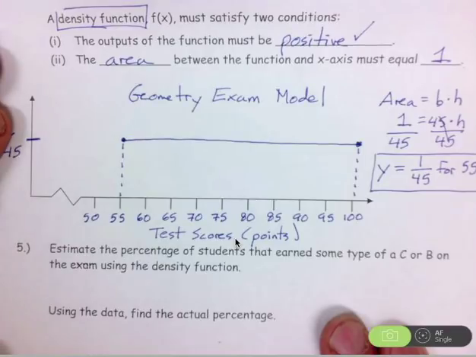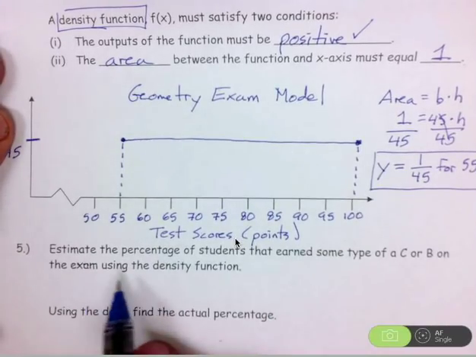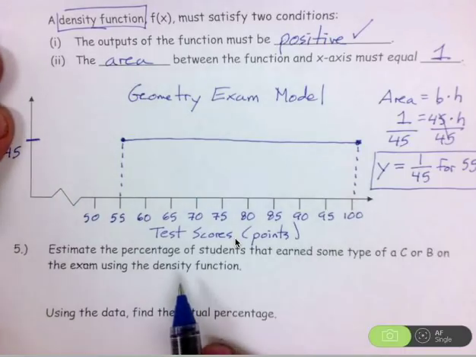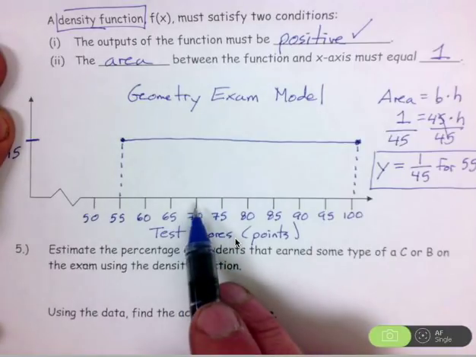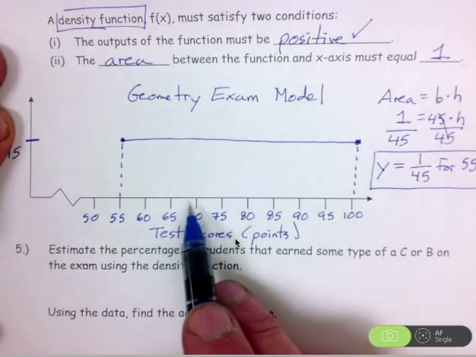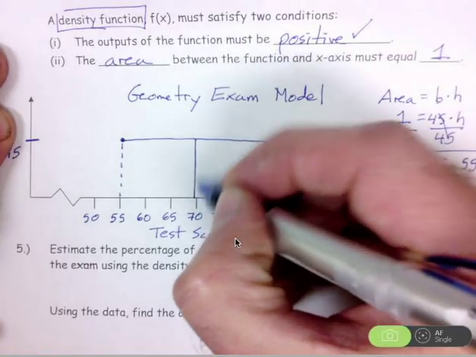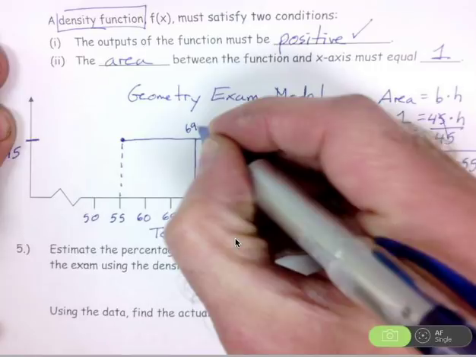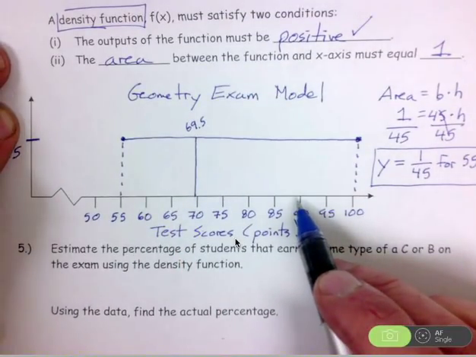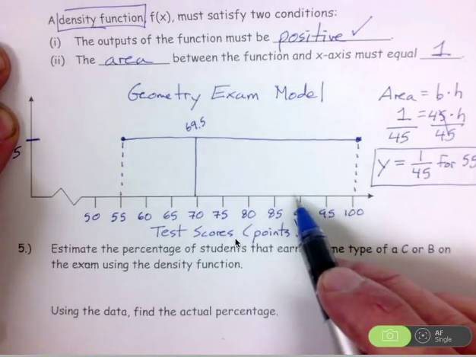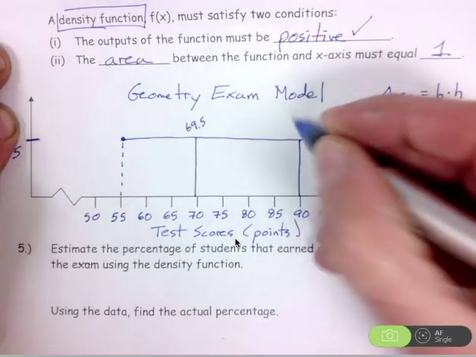So let's estimate the percentage of students that earned some type of C or B on this exam using the density function. C's and B's are in the 70s and 80s. If you want to get technical, a C starts at 69.5. That would round to 70. So I'll put that boundary at 69.5. And then 89.4 is the highest B you can get. 89.5 would round to 90. So I'll put this at 89.4.